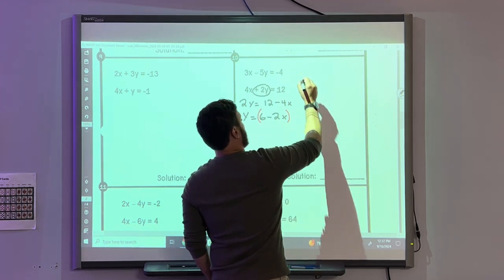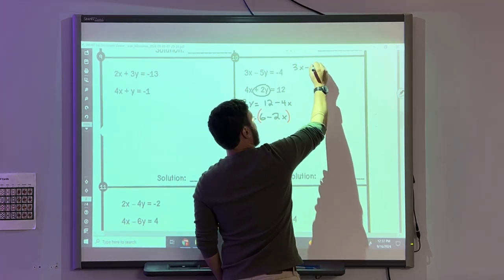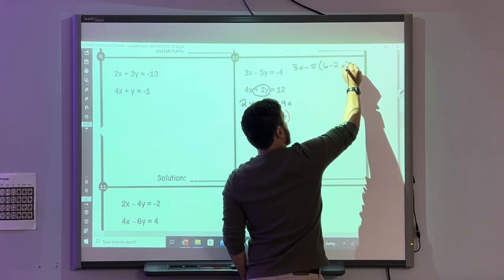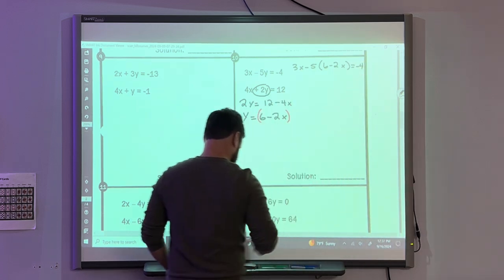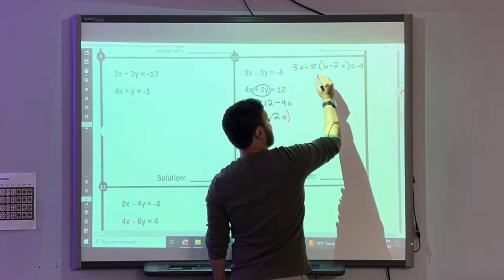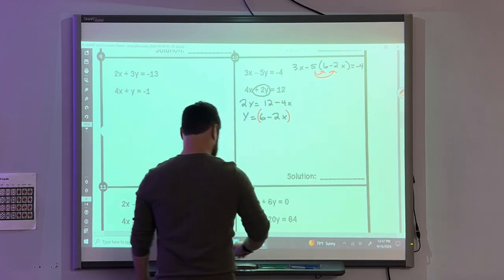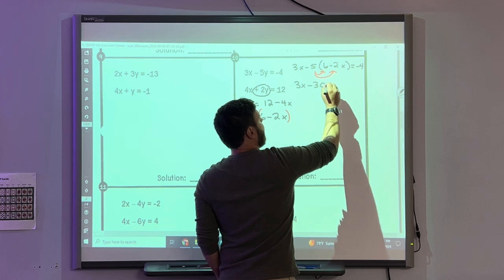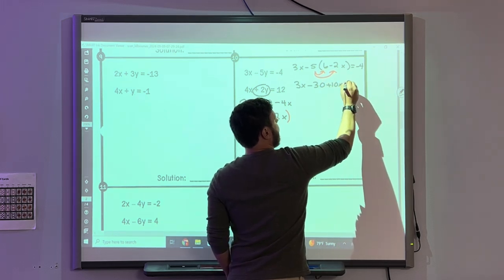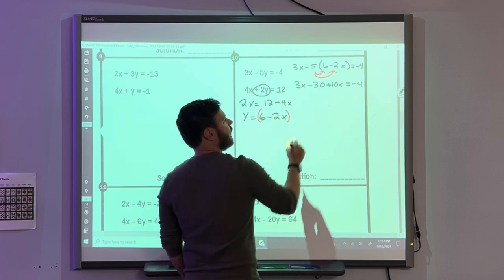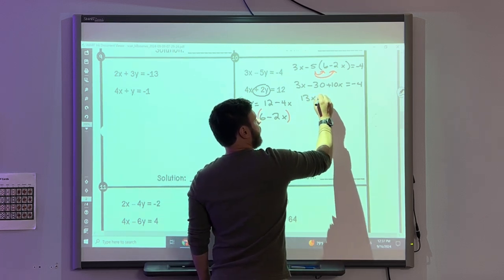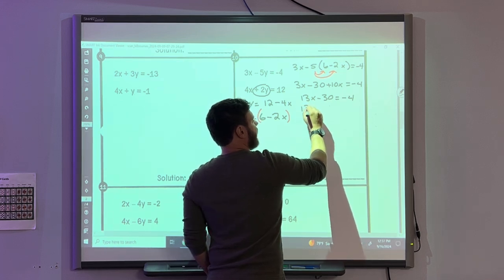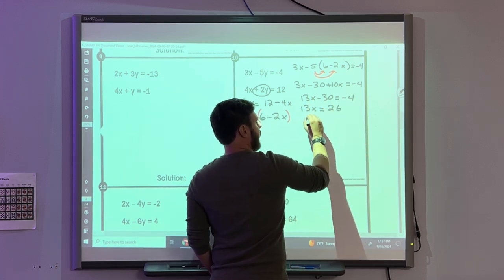So let's see, it's 3x minus 5, and then there's the y. 6 minus 2x equals -4. Okay, I have a little bit of distributing. 3x minus 30 plus 10x equals -4. Clean it up. 13x minus 30 equals -4. 13x equals 26. x equals 2.